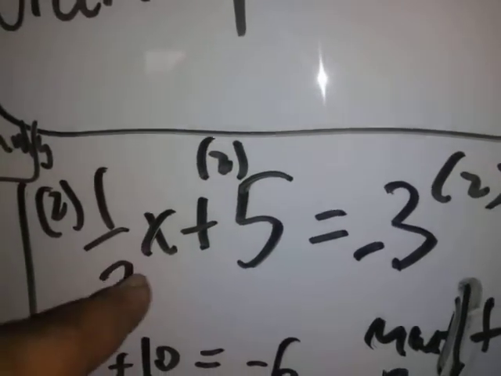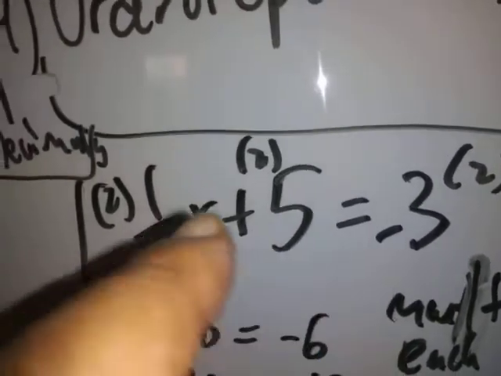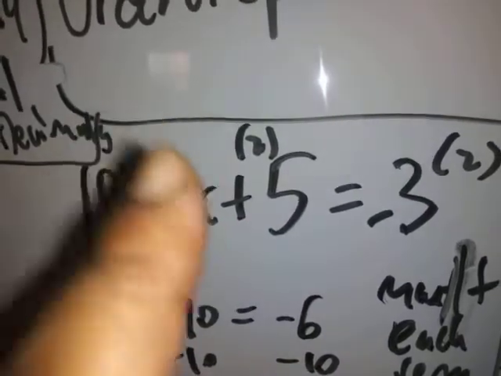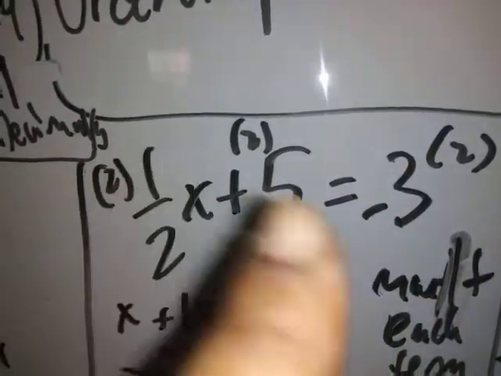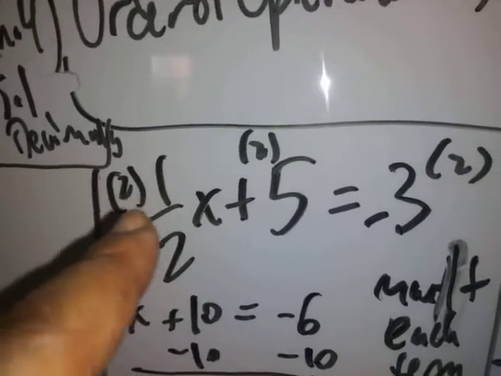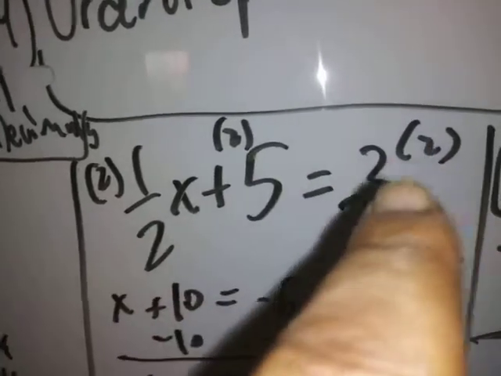Okay, what about this one? This equation right here is 1/2 x plus 5 is equal to -3. Well, whenever you see a fraction and an equal sign, you're trying to solve equations with fractions, you multiply each piece by the LCD of the fractions. Well, this is the only fraction, so it's 2. So I'll multiply each piece by 2. So this gets multiplied by 2, this gets multiplied by 2, and this gets multiplied. That's why you see the little 2's here.